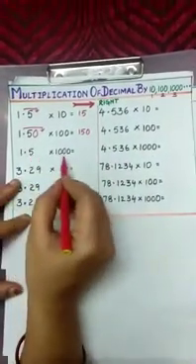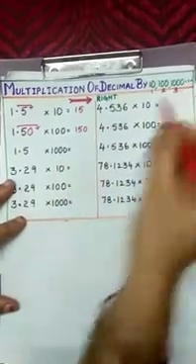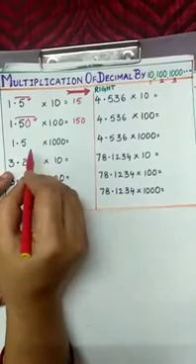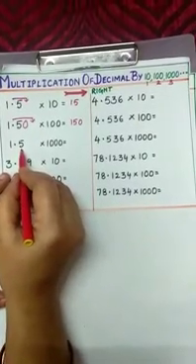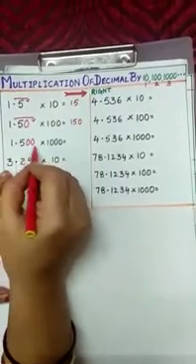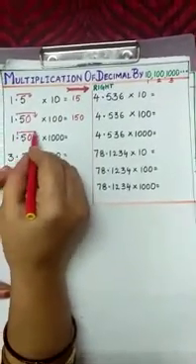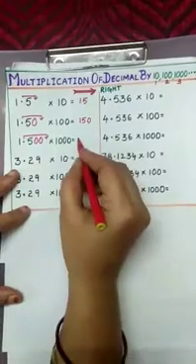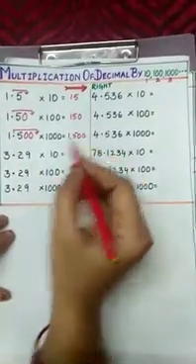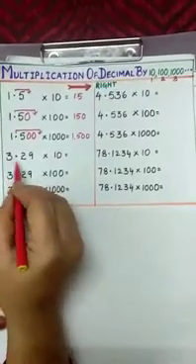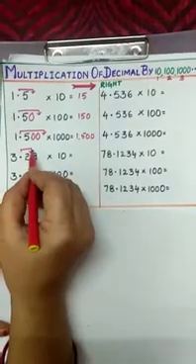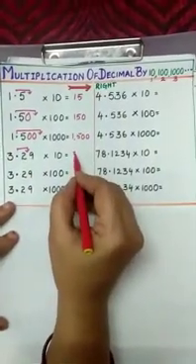Now 1.5 into 1000. As it is 1000, we have to shift the decimal after three places. But we have only one place. So for the other two places you have to insert two zeros. Then it became three places. Now shift the decimal. Now the product is 1500. Now come to the next example. 3.29 into 10. So you have to shift the decimal after one place. It is 32.9.